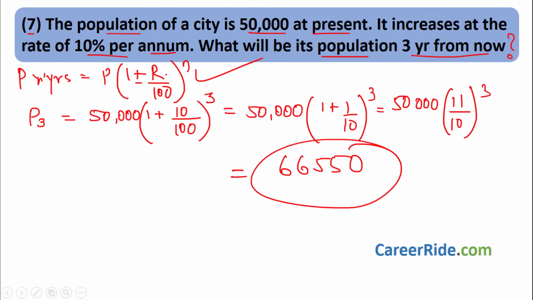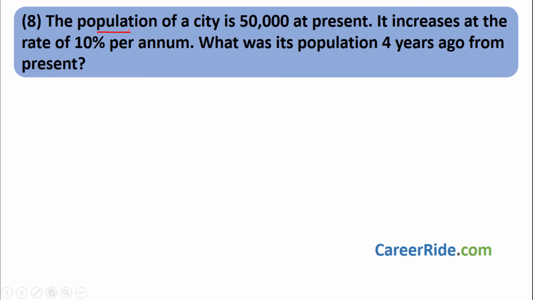Now moving on. The population of a city is 50,000 at present. It increases at the rate of 10% per annum. What was its population 4 years ago from present? Now we have a problem. Because in the previous question we saw how to calculate population 3 years from now, in the future. But now we do not want the future, we want the population in the past. So how to go about calculating this? It is again very easy.